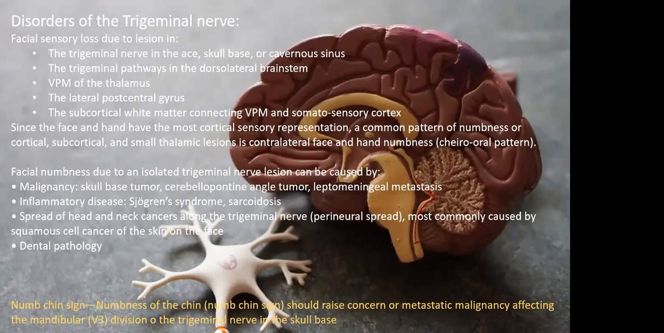Dental pathology, any dental problems you have, because there are alveolar nerves that arise from the mandibular division. Numb chin sign. Numbness of the chin should raise concern for metastatic malignancy affecting the mandibular division. The most common metastasis is from the apex of the lung and spreads very easily even though the lung is far away.